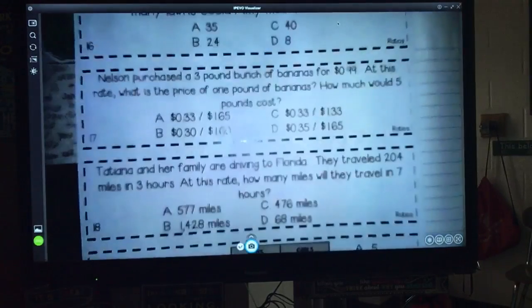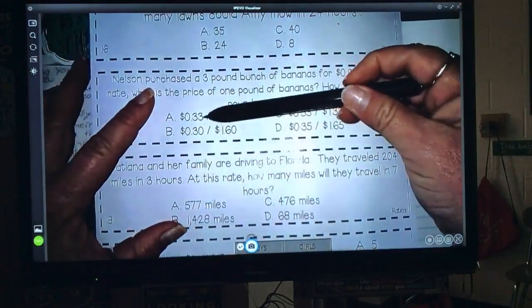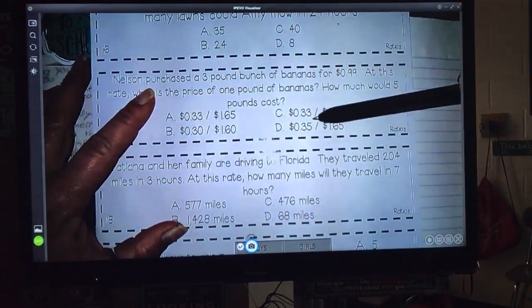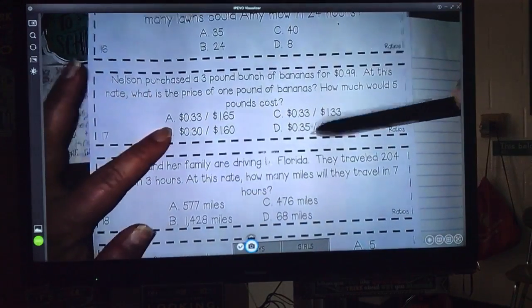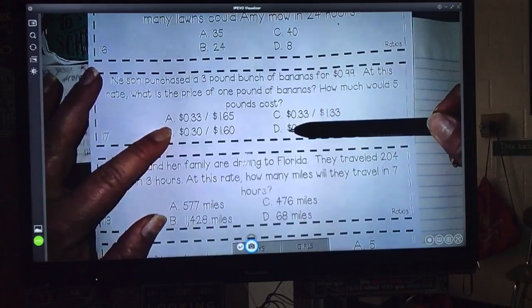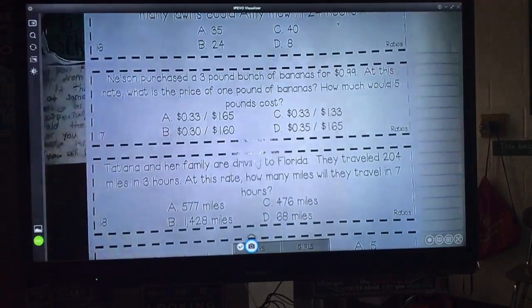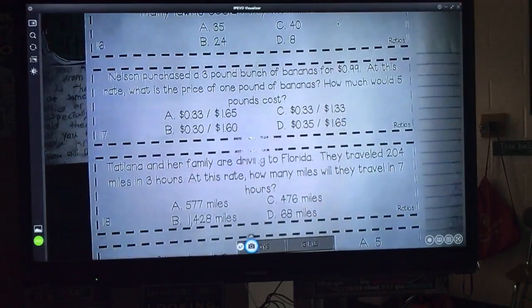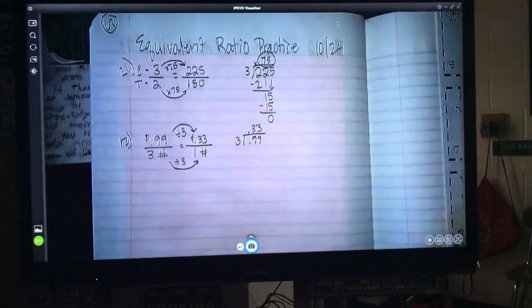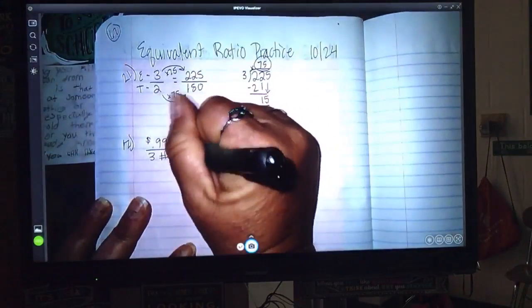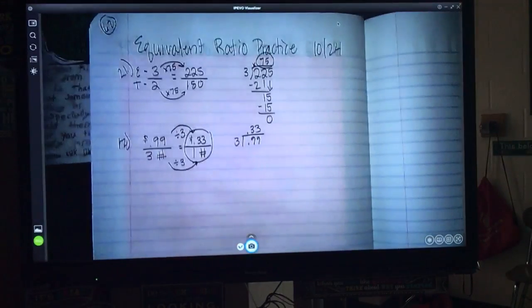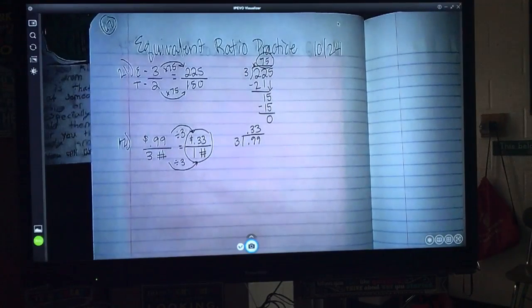So any of your answer choices, so you have 33 cents, 30 cents, 33 cents, 35 cents. Can I get rid of B and D? Why can I get rid of those two, Cristiano? Right, because they don't have 33 cents in them. So now, what do I have to do with this unit rate right here? Because remember, this is a two-step problem.